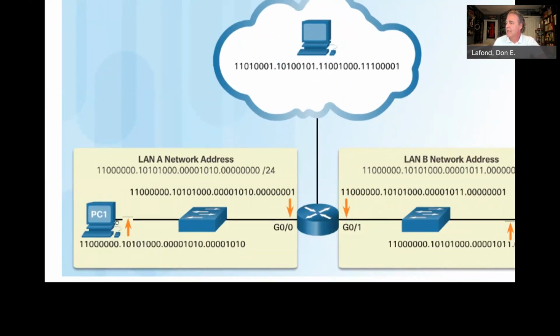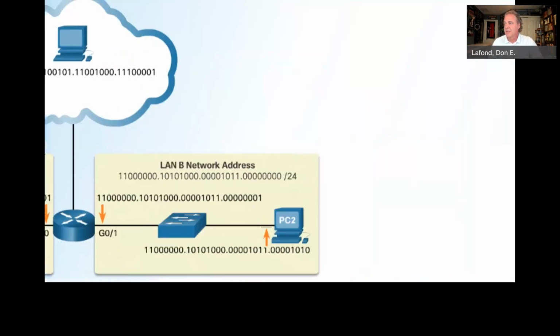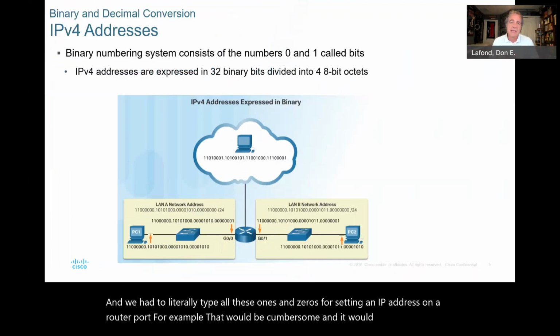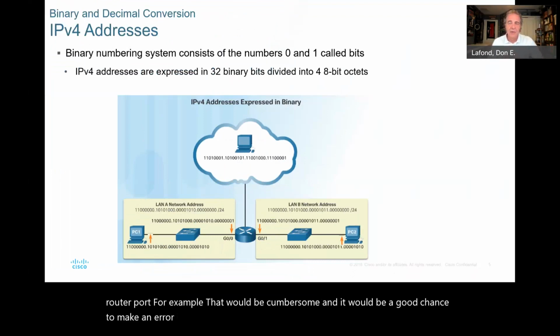And for IP addressing, each host on the network has an IPv4 address designed in just ones and zeros. That's all the computer sees, just ones and zeros. Of course, if we had to literally type all these ones and zeros for setting an IP address on a router port, for example, that would be cumbersome, and it would be a good chance to make an error in our typing. So we don't have to do that.